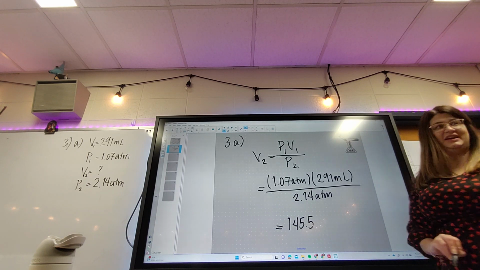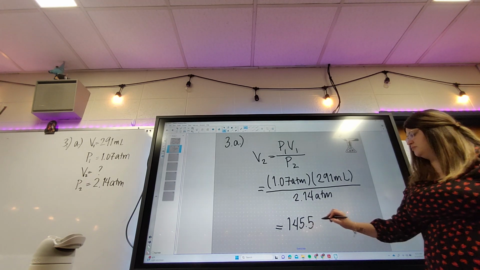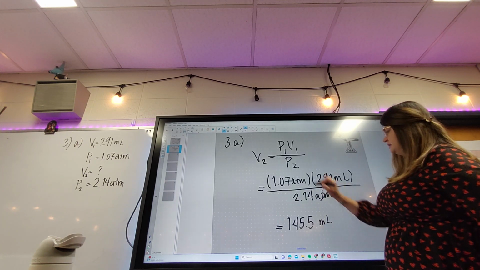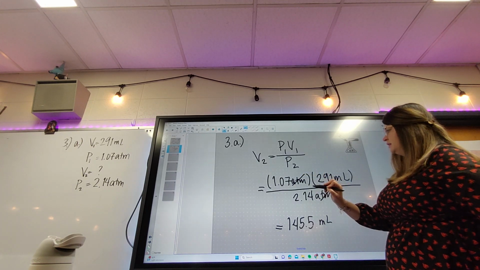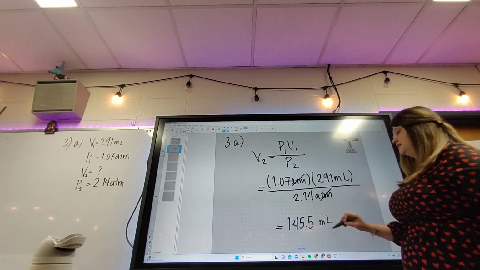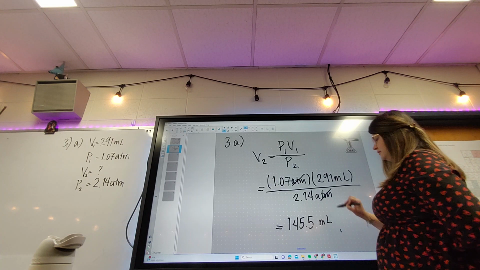Okay, what should be my unit? Milliliters. And I can figure that out from two different ways. I can cancel out the ATM units here, but also I can look back at my data table and I can see, oh, I was looking for volume. That must be the milliliter unit.